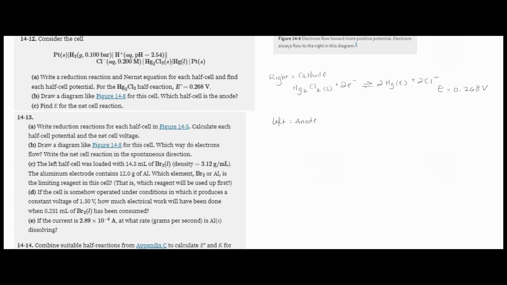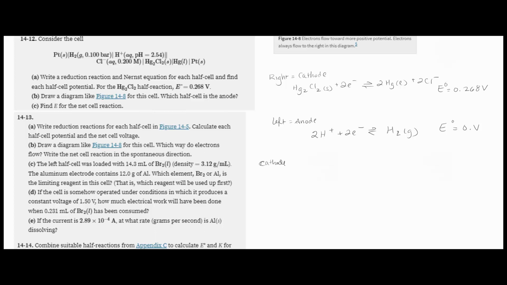And the left half, the left is the anode, and that is where oxidation is going to occur. And that's going to be 2H plus 2 electrons in equilibrium with H2 gas. So I've written it as a reduction because when I go to look it up, the E naught is in the reduction form.